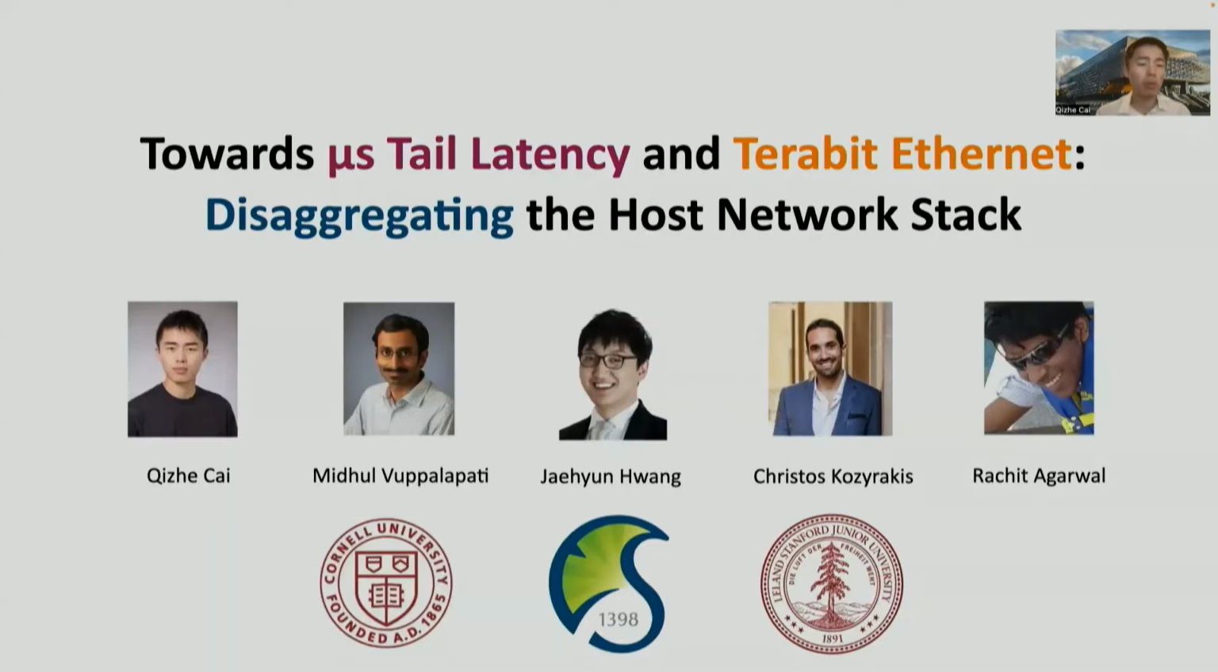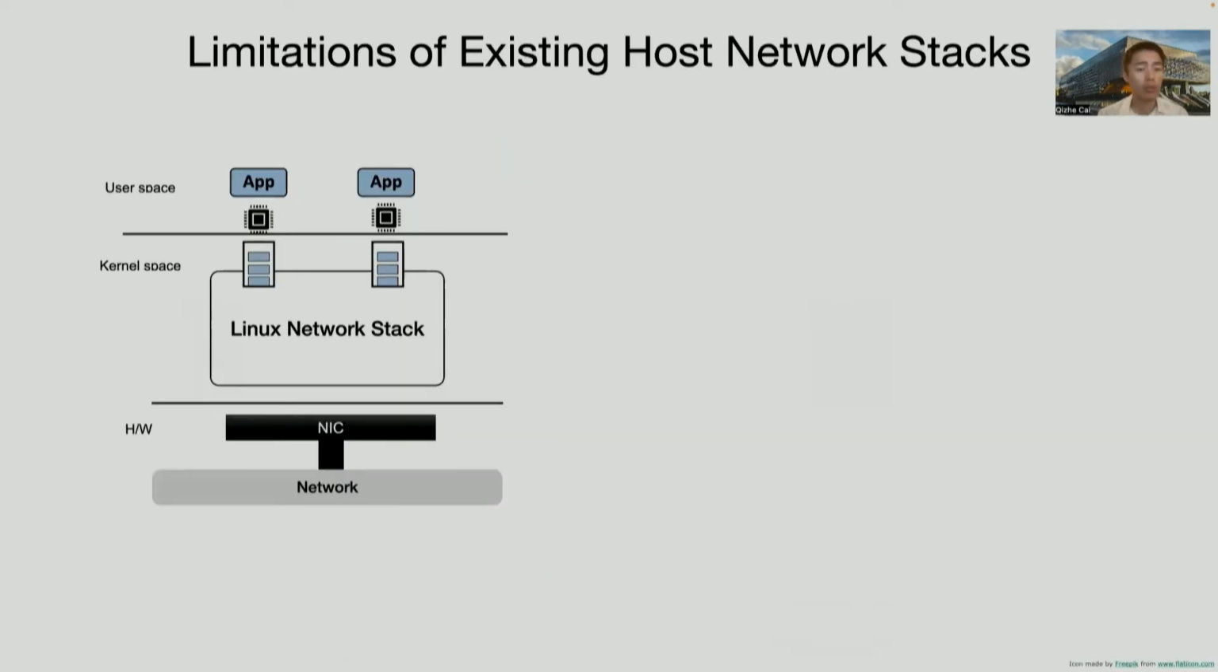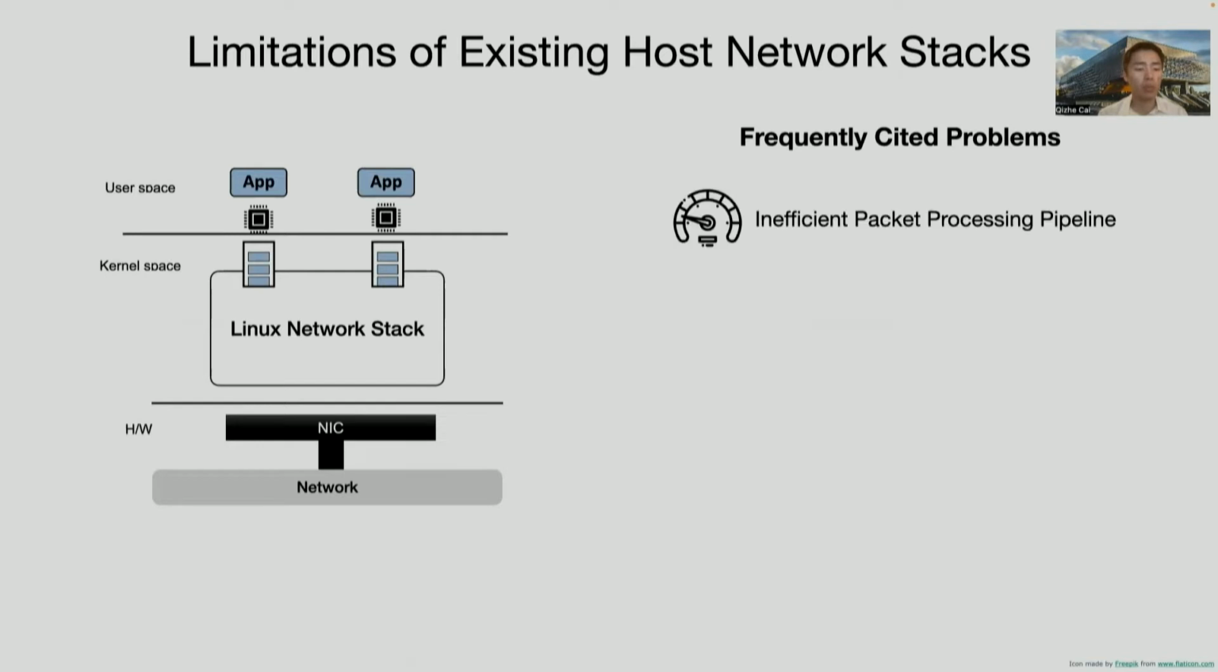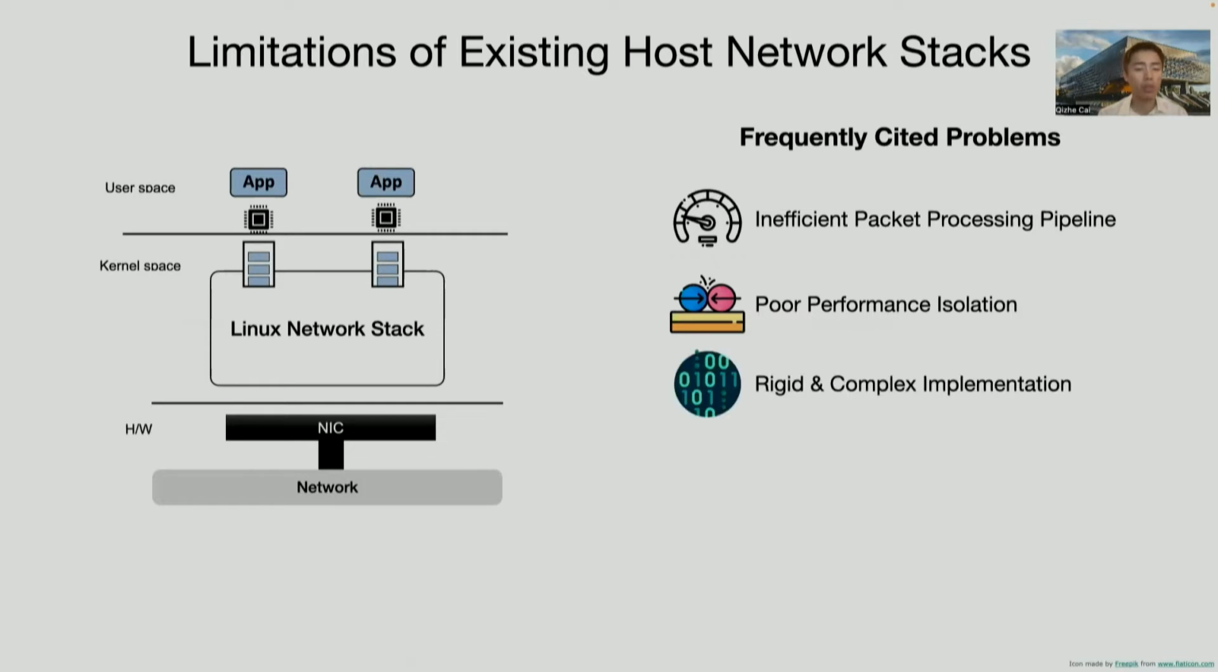I'm going to tell you about how to re-architect the host network stack for microsecond scale tail latency and terabit Ethernet. It's a well-known fact that today's host network stacks have many limitations. For example, let's look at the most widely deployed host network stack today, the Linux network stack. Some of the frequently cited problems with the Linux network stack include its inefficient packet processing pipeline, its inability to provide performance isolation when applications are co-located, its rigid and complex implementation, which makes it difficult to introduce changes, its inefficient transfer protocols, and many others.